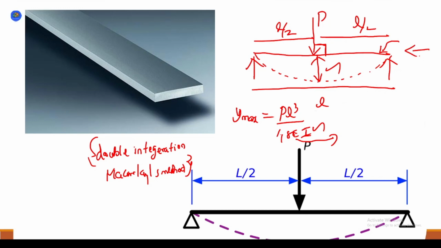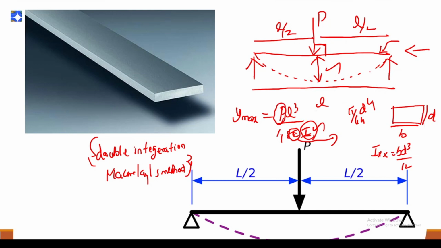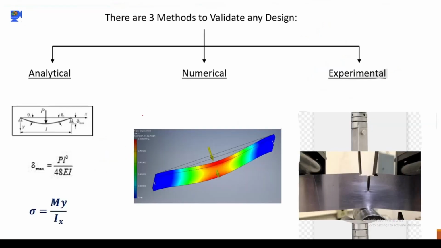And if you go for the cross section, suppose this is, let's say, a rectangular cross section of B and D, then your Ixx would be BD cubed by 12, right? Similarly, for circular, it would be pi by 64 D to the power 4. So these are all different values based upon what type of cross section your beam has and what type of material your beam is. And P is the load acting on the center of the beam, and L is the length. Now, the analytical solution is what we are seeing here.